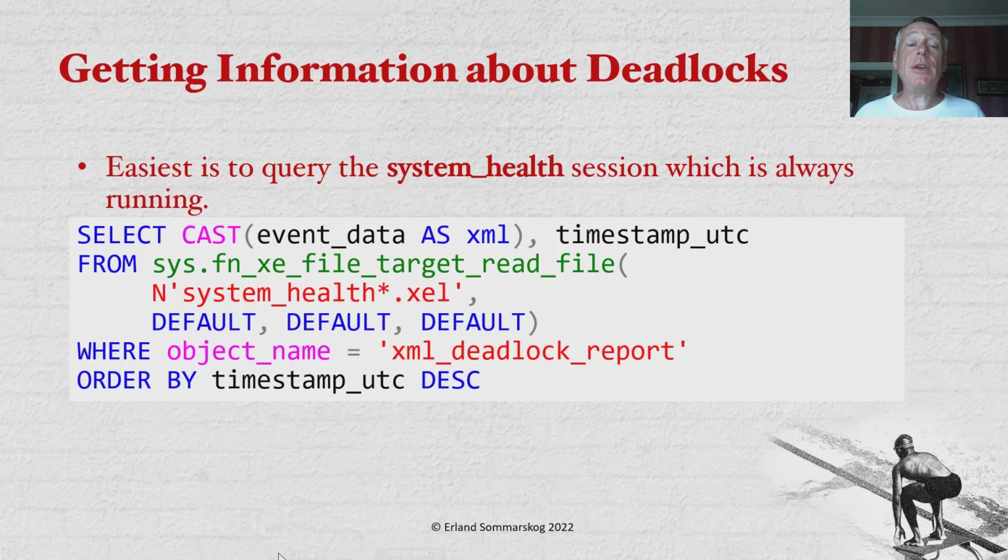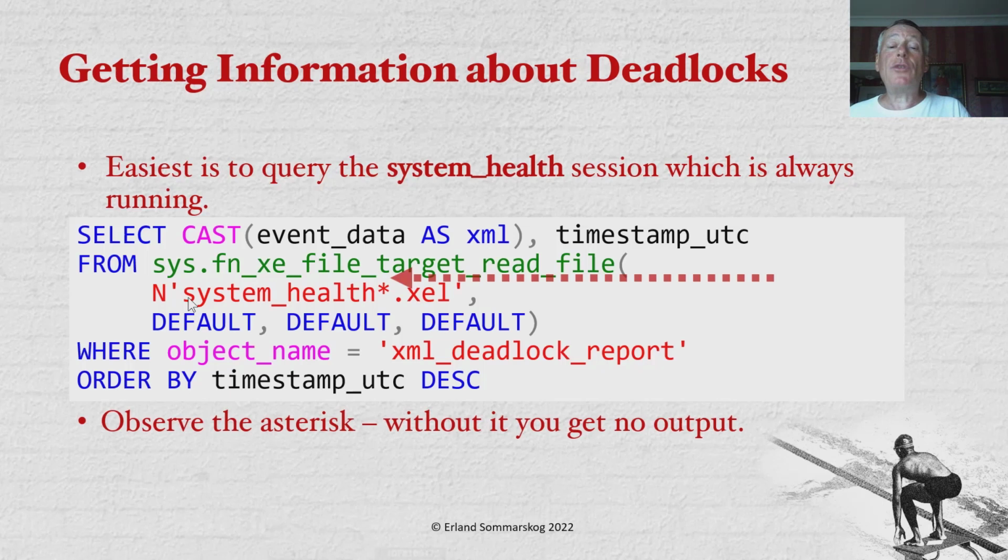The way you query it is that you use this function, sys.fn_xe_file_target_read_file, and you give the name. The name of the file is always system_health, but don't forget that asterisk, because it's not a single file, but there are multiple rollover files with very long suffixes after system_health. If you don't put in that asterisk, you will not get an output, nor will you get an error. You will just get an empty result set.